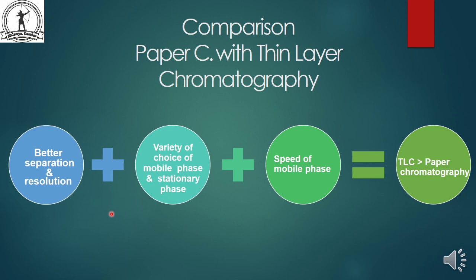In TLC you can use many solvents because silica gel is generally inert towards most solvents, but paper is not. So in TLC we are using a wide range of mobile phase, and even when we do the experiment, the speed of running of the mobile phase is very fast in TLC, but in paper it takes a very long time. So these are three major points which make TLC better than paper.